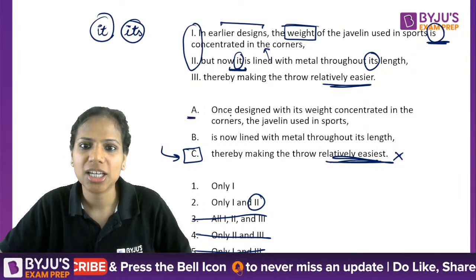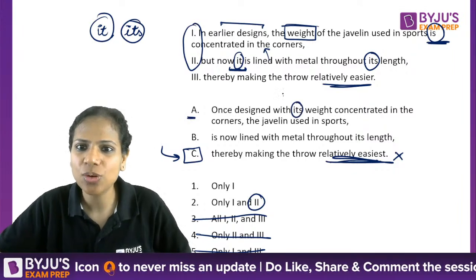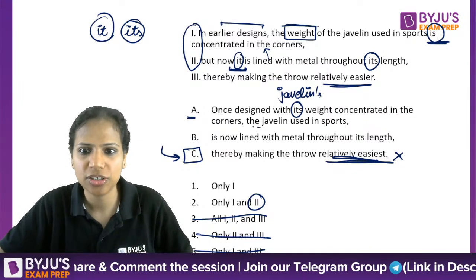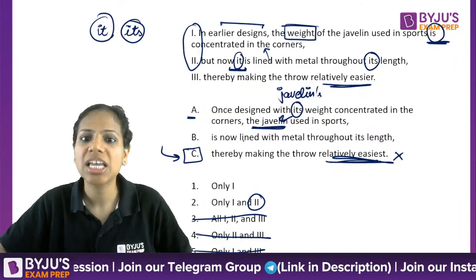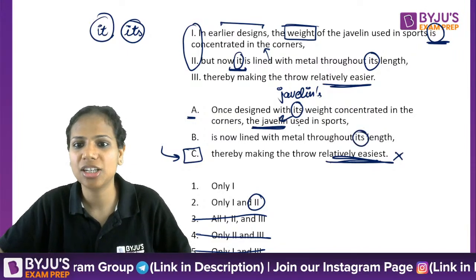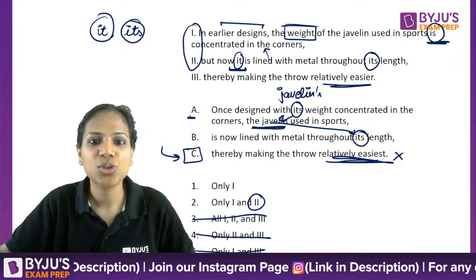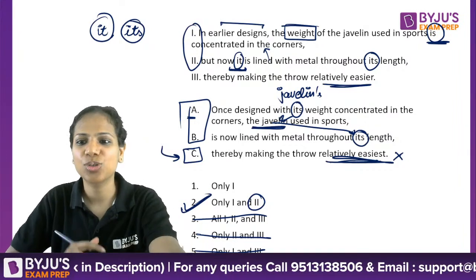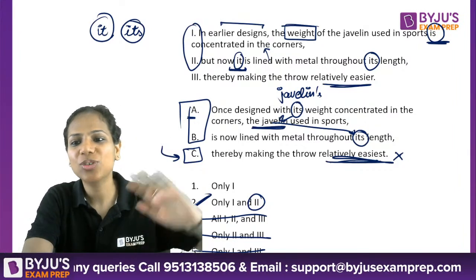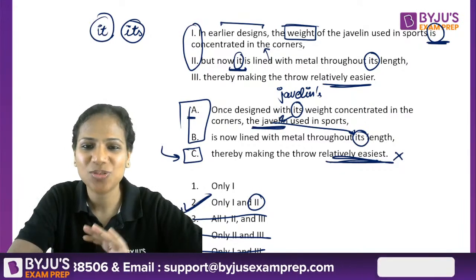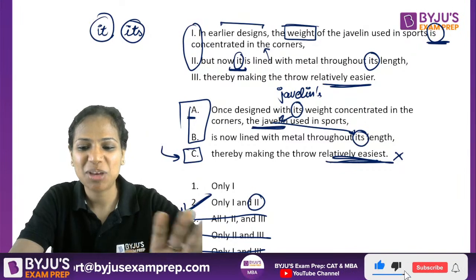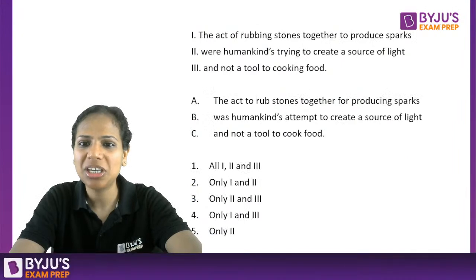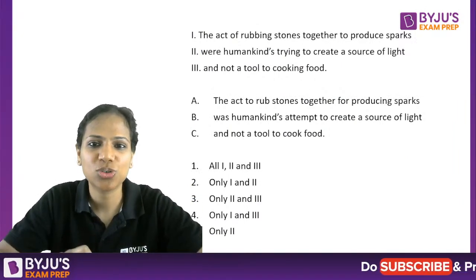Now see, this is correct. Once designed with its weight, it's now with javelin's weight. Once designed with its weight concentrated in the corners, the javelin used in sports is now lined with metal throughout its length. Now I am referring correctly to the javelin. So A and B are the correct corrections and 2 makes perfect sense. Then 2 is the answer. I hope now even the previous one would be clearer to you, right? We've applied a very similar method for this one as well. Any query, ask me. Otherwise, we are going to the third question of this type.